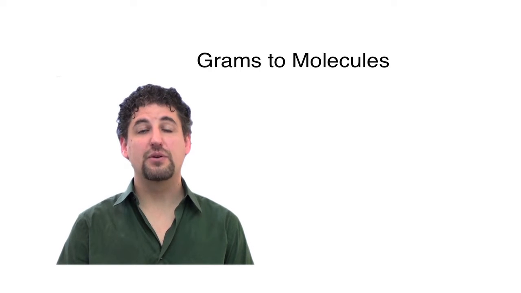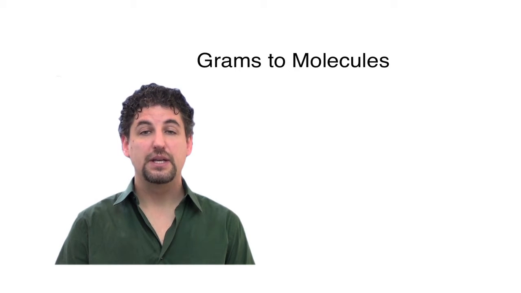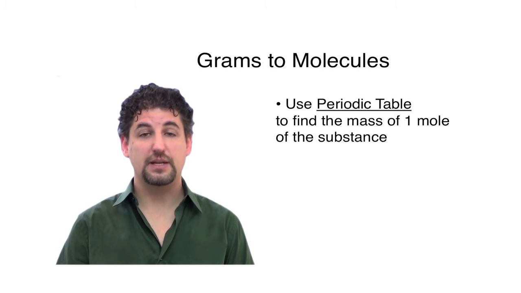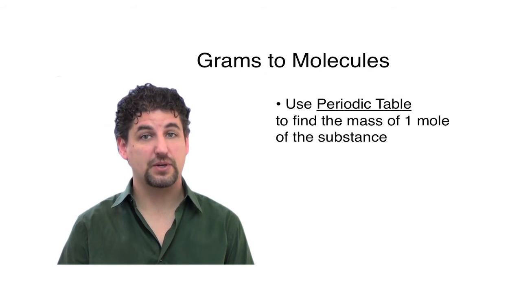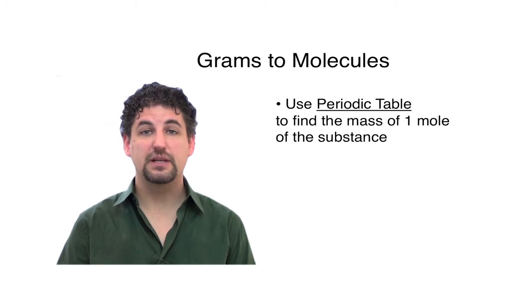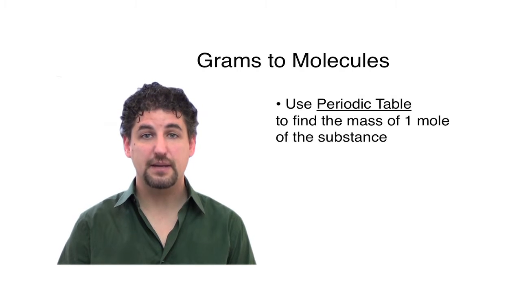Okay, I'm going to show you now how to go from grams to molecules. Because we have grams in this particular problem, you're going to need a periodic table. Super important. With the periodic table, you can calculate the molecular mass, or the formula mass as it's sometimes called, of the substance you're dealing with. So you first find a periodic table and then add up the masses of the elements for that substance. That's going to tell you how much is in 1 mole of that substance.